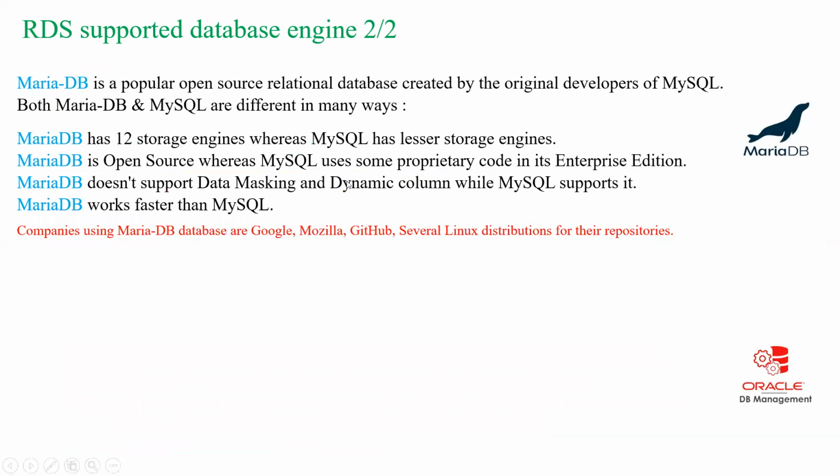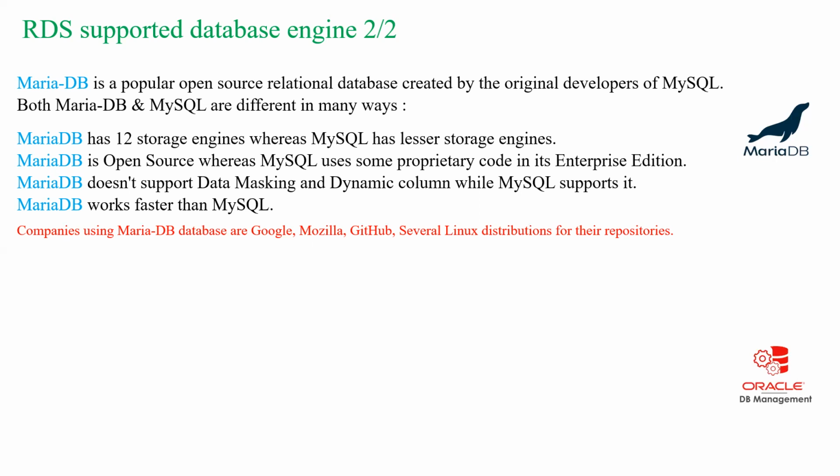The fourth kind is MariaDB. This is another popular open source relational database created by the original developer of MySQL. Both MariaDB and MySQL are different in many ways. Though both are from the same entity, the way they work is entirely different. Let us see how different it is. MariaDB has 12 storage engines, whereas MySQL has fewer storage engines. MariaDB is open source, whereas MySQL uses some proprietary code in its enterprise edition. MariaDB does not support data masking and dynamic columns, while MySQL supports both. MariaDB works much faster than MySQL.